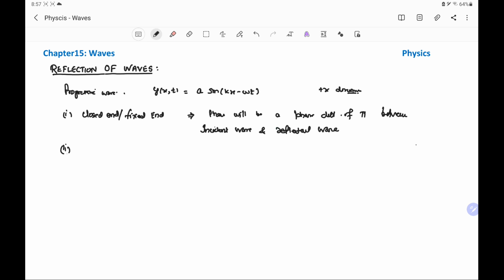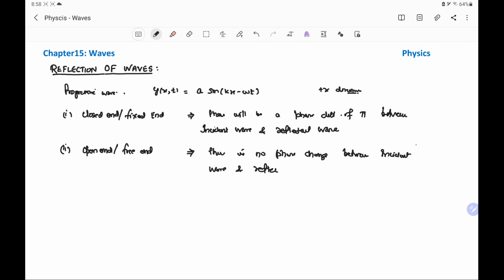Similarly, reflection may take place from the open end, or we can say the free end. In this case, there is no phase change between the incident wave and the reflected wave.